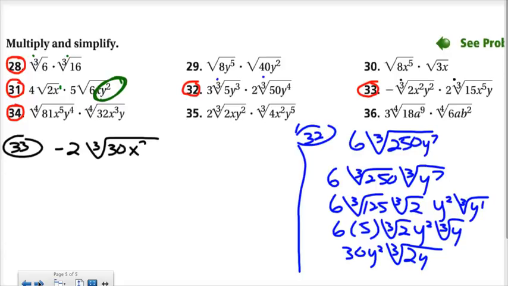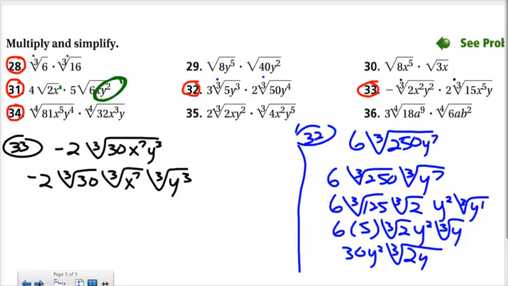X squared times x to the 5th is x to the 7th, because when you multiply similar bases, you add the exponents. Y squared times y, for the same reason, will be y to the 3rd. And now we want to start separating this one to see what happens. So we have negative 2, cubed root of 30, cubed root of x to the 7th, cubed root of y to the 3rd.